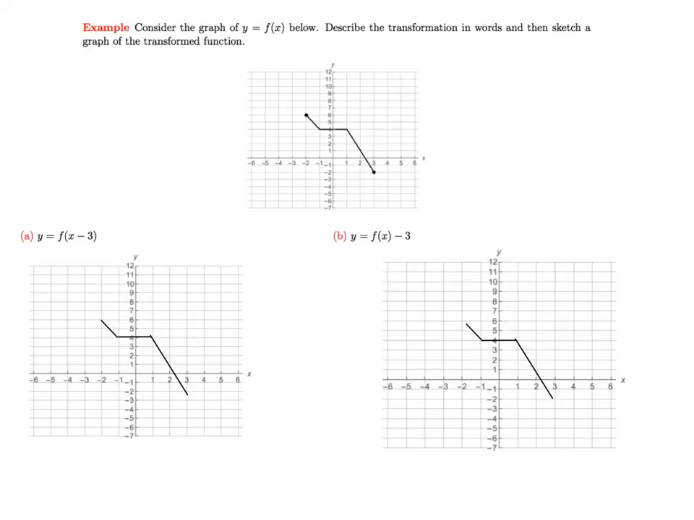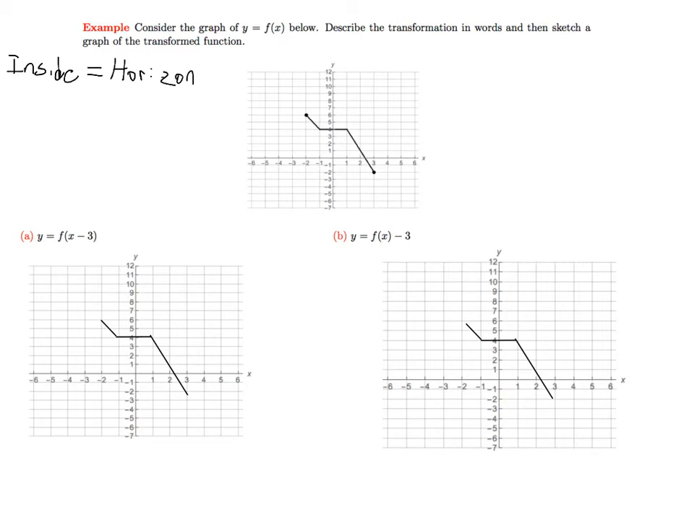In this example, we start with a graph of a function f, which is shown above, and in parts A and B, we apply some transformations to this function, and we want to first describe the transformation that is made and then sketch the corresponding graph for that function. So starting in part A, notice we have x minus 3, and this transformation is happening on the inside of this function. So when we have inside transformations, this means that it's going to be a horizontal change.